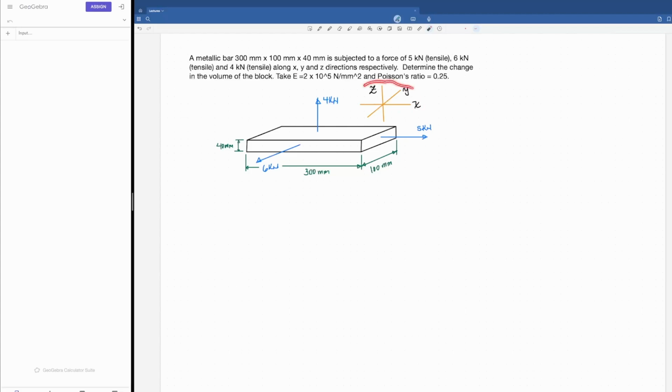This is a slightly unusual representation of the x, y, z system we are used to, but it's done this way so we can see the whole dimensions clearly. It says determine the change in the volume of the block, taking the Young modulus and Poisson's ratio to be these values. Excellent. So what is the change in volume?